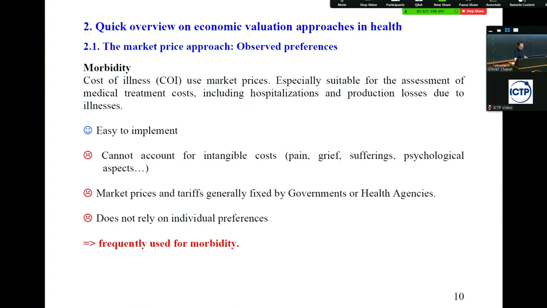So then, regarding the three main approaches we have in economics, the first one, and the best one if we can do this, is to get directly the prices or the tariffs on the market. We directly observe the price here. This is for morbidity, the cost of illness. It is especially suitable for the assessment of medical treatment costs that include hospitalization and production loss. You can observe wages on the job market, hospitalization cost thanks to the health ministry. So it's easy to implement, but you cannot account for intangible costs like pain, grief, suffering, and so on.